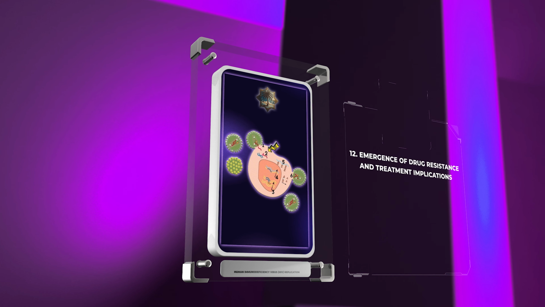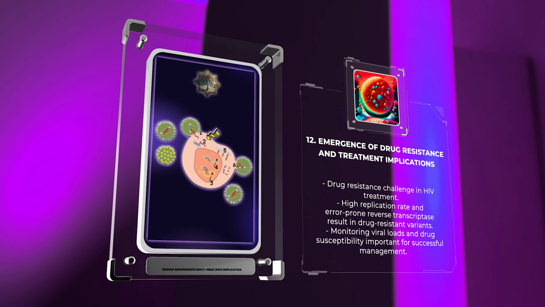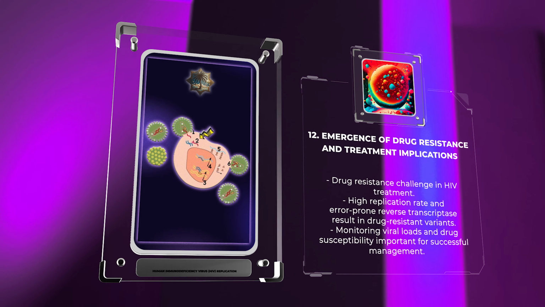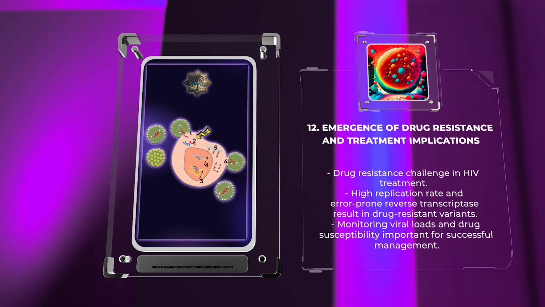The emergence of drug resistance in HIV is a challenge in treatment. High replication rate and error-prone reverse transcriptase lead to drug-resistant viral variants. Monitoring viral loads and drug susceptibility is important for successful management.